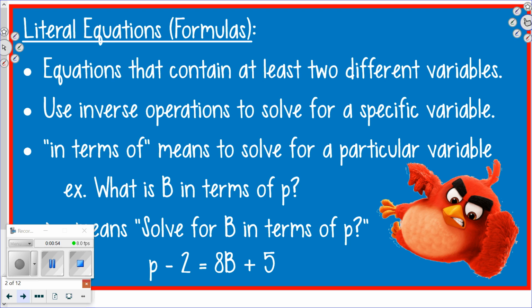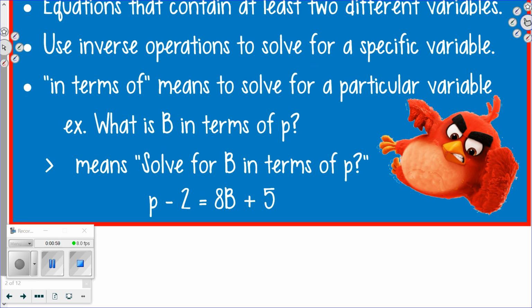A lot of times it might say, what is B in terms of P? So in other words, it just means solve for B in terms of P. So what is B would just be like solve for B. Does that make sense? As far as in terms of, it just means that's what's on the other side, okay? So if I gave you this, solve for B in terms of P, it just means to get B by itself. If it says what is B, it just means solve for B. Just telling you which one to solve for.